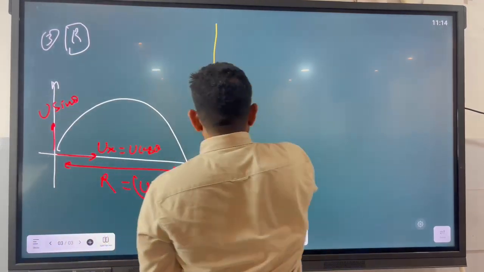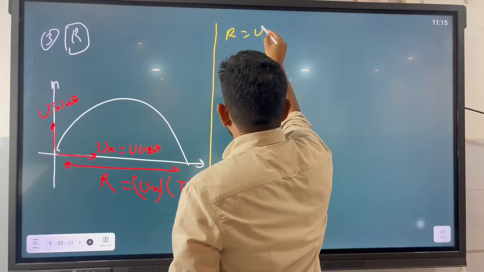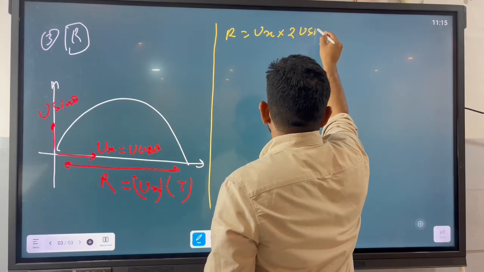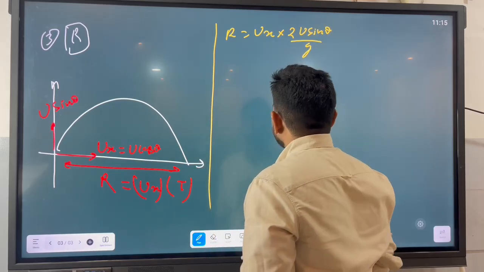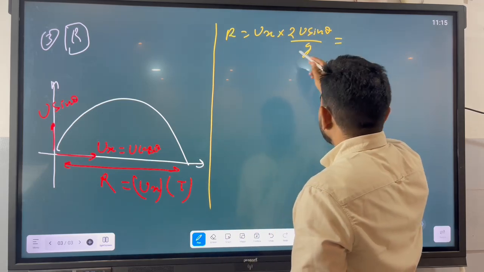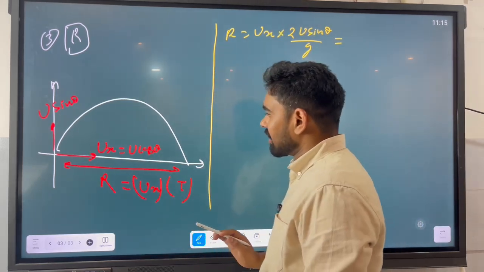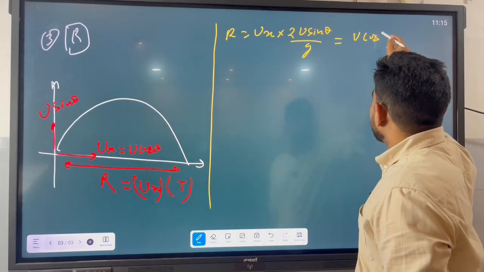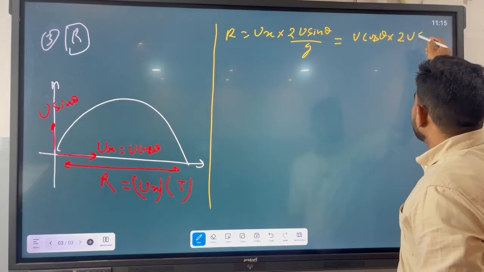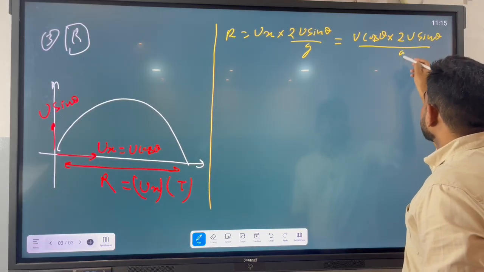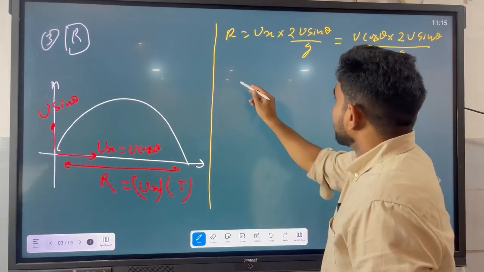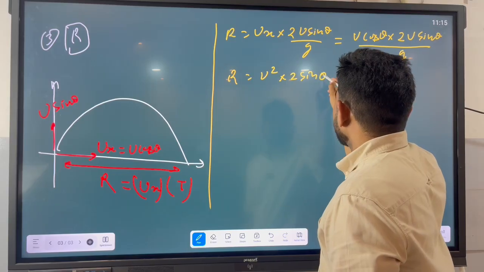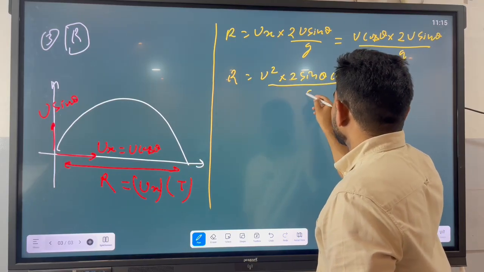For the calculation of range, R equals u_x multiplied by the time of flight, 2u sin theta divided by g. Putting the value of u_x, u cos theta, multiplied by 2u sin theta divided by g, the range equals u square multiplied by 2 sin theta cos theta divided by g.